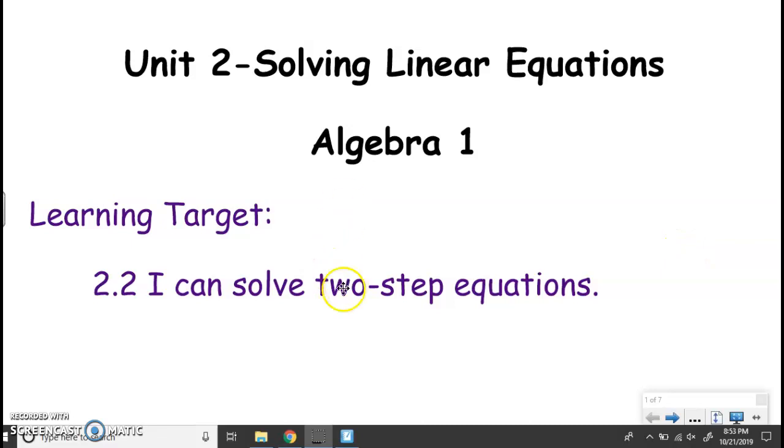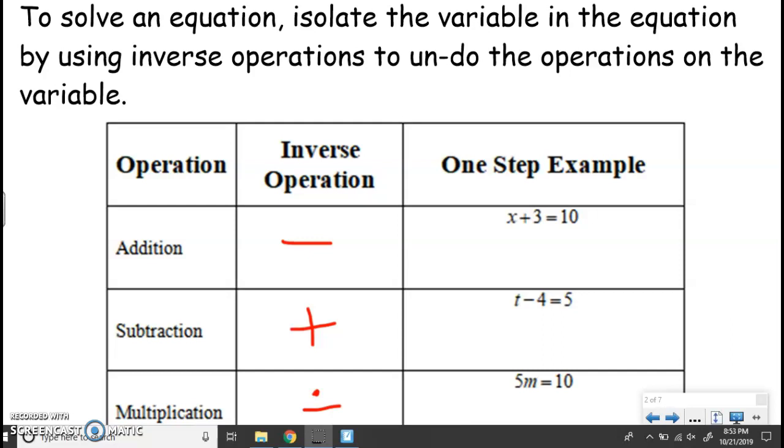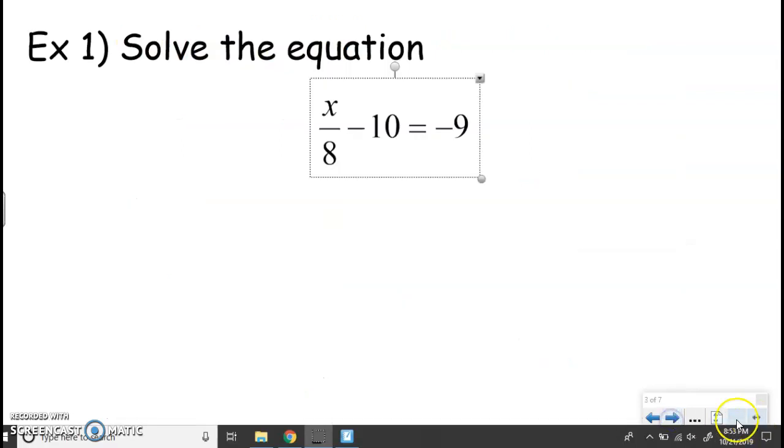Morning. Today we're going to continue with solving equations, and we're going to focus on 2.2, which is solving two-step equations. Just a refresher from the last lesson, we talked about inverse operations or opposites. Remember, addition and subtraction cancel each other out, and multiplication and division also cancel each other out. We're going to continue to use those throughout this unit. Okay, so we're going to go ahead and solve this equation.